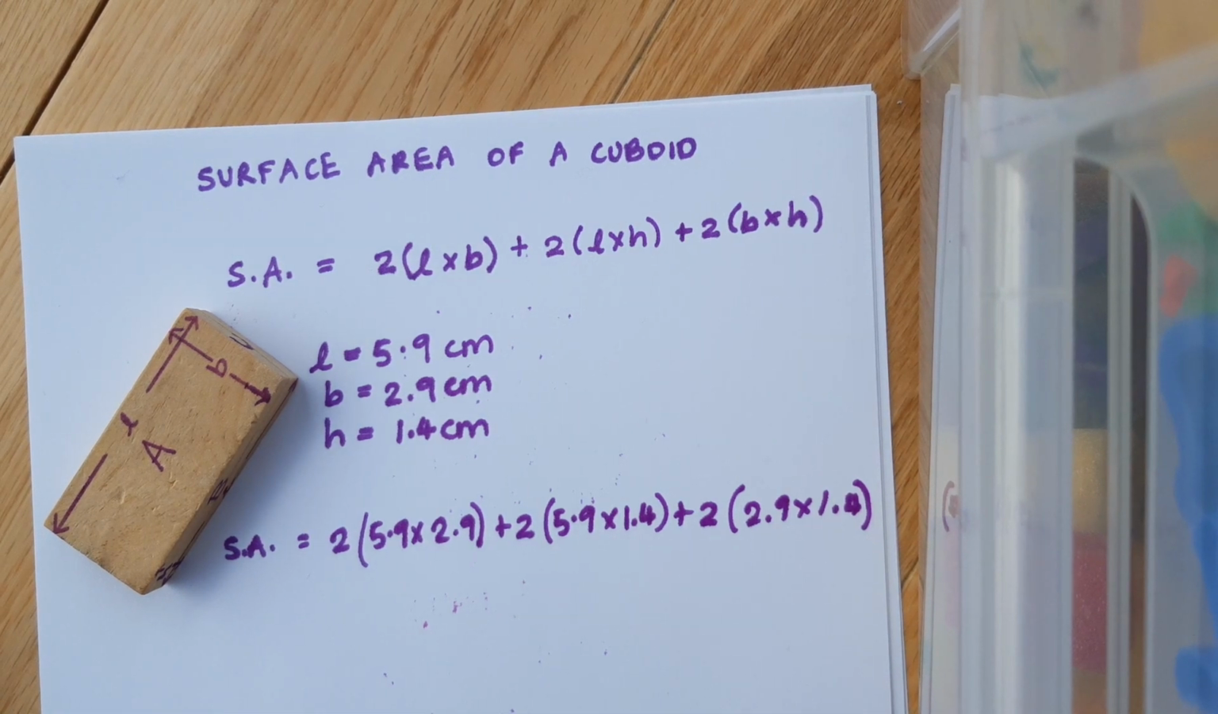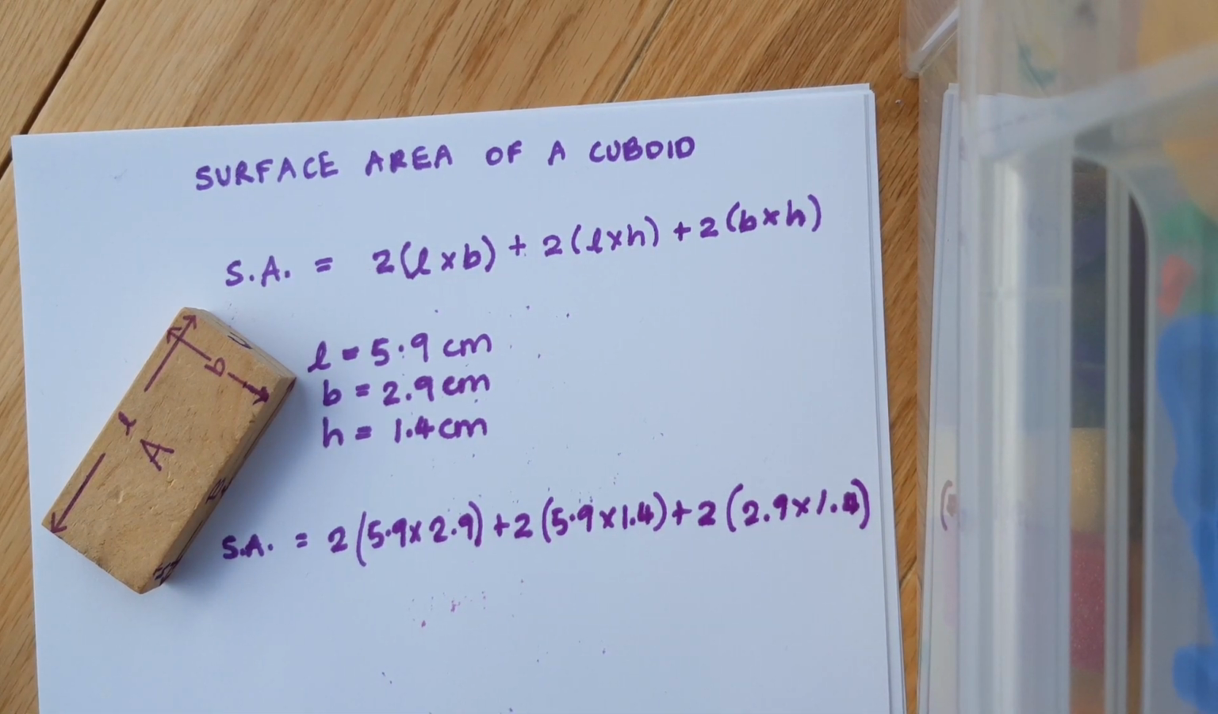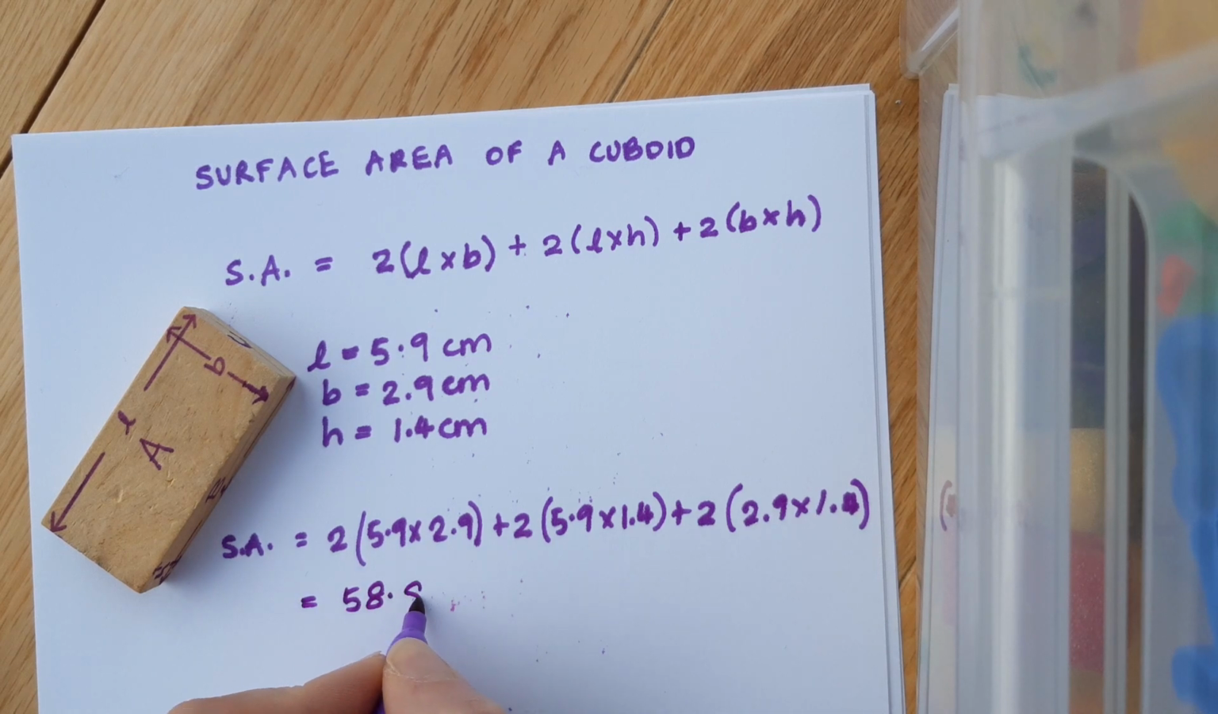So I'd like you now to pause the video for a second, do that calculation, and then unpause and see if what you got is the same as what I got. So I got 58.86. Now I need to write my units in here. Now I wonder, are they going to be centimeters, centimeters squared, or centimeters cubed? So let's have a think. I'm talking about surface area. So area is always units squared. So this is going to be centimeters squared.